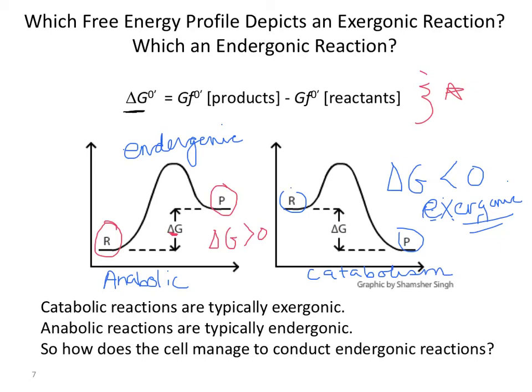So it's relatively easy to imagine how catabolic reactions could proceed, and in fact they do proceed spontaneously, which doesn't mean quickly, but it means that it's thermodynamically possible. Okay, but it might be harder to imagine how the cell manages to conduct endergonic reactions. How does it make that happen? And the link, of course, is ATP, and that's what we're going to talk about next.